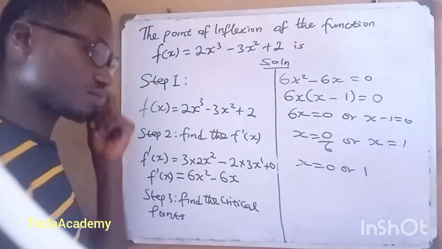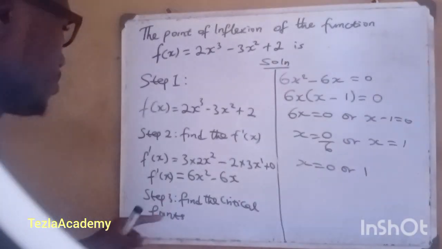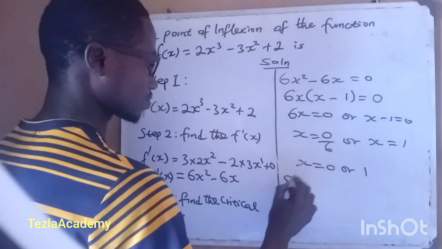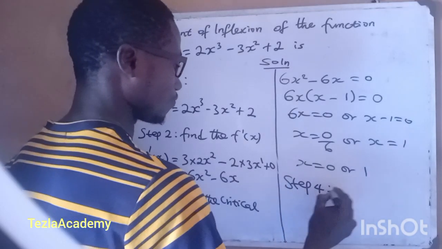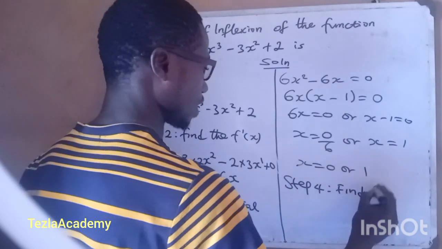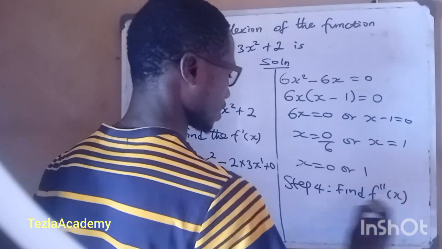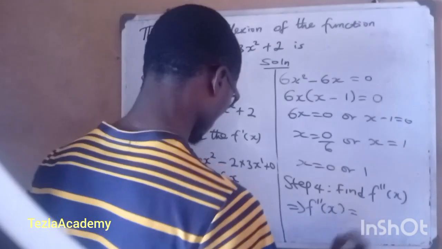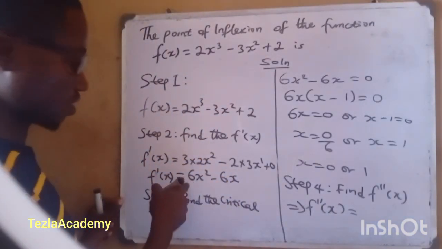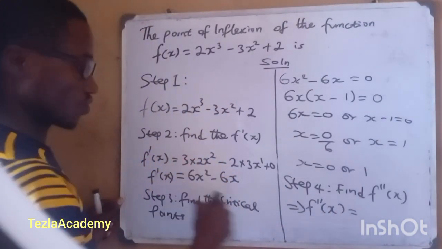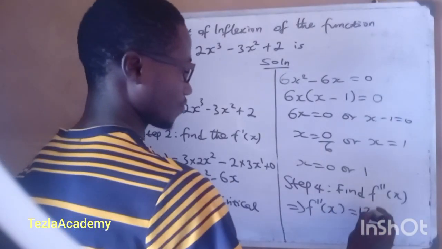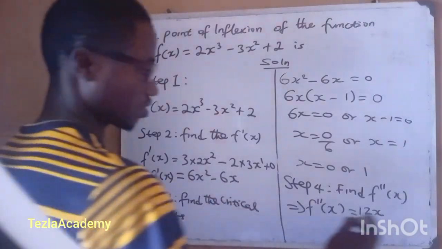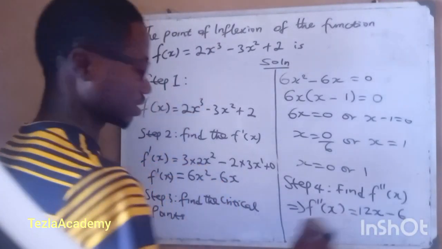So we go and test them. We test them in the second derivative. So step 4: find the second derivative f double prime of x. Now you differentiate this again a second time. 2 goes to the front, you have 2 times 6, that's 12x. Remove 1 from the 2, that's just x now. Minus 6, when you apply the same thing there.